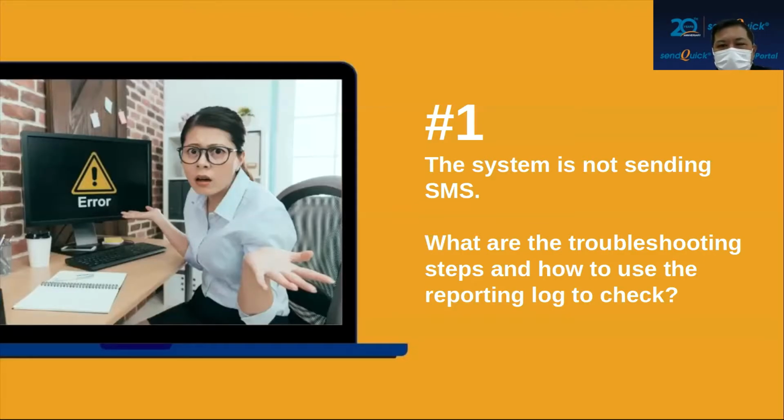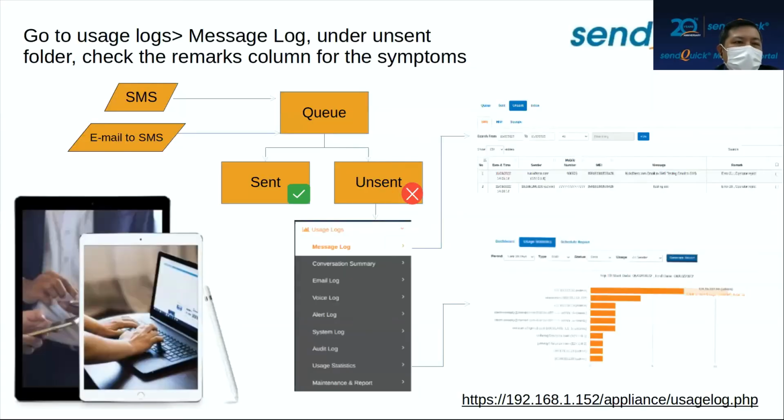If the system is not sending SMS, what are the troubleshooting steps? How to use the reporting logs to check? Basically, you can go to usage log, message log. Under the unsent folder, check the remark column for the symptoms. Normally when a message comes in, like SMS or email to SMS, it will be processed in the queue, and it will decide whether it's sent or unsent. If it's unsent, it will fall under the unsent folder, the unsent log. So you can check in the usage log, under the message log here.